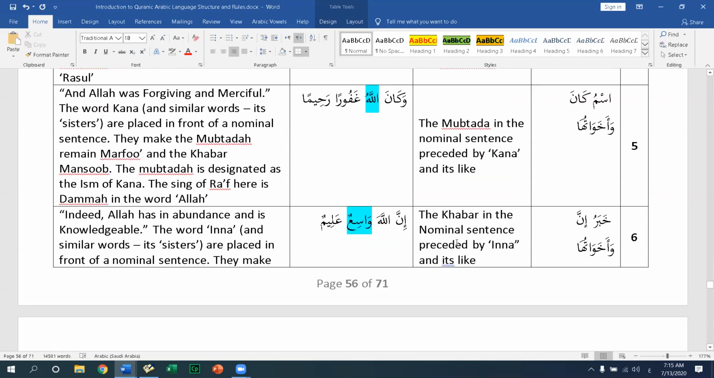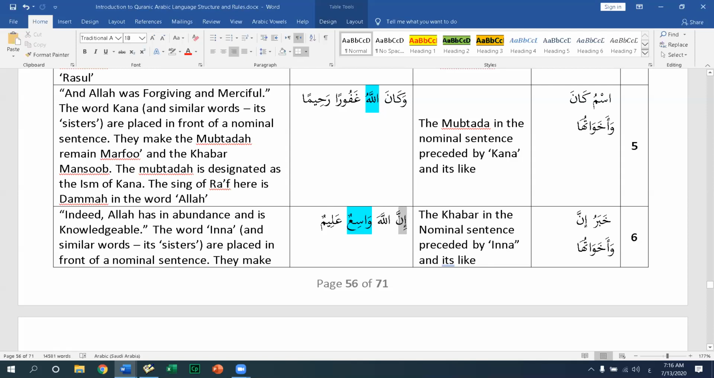خبر إن وأخواتها. So the original form of the sentence is inna Allahu wasi'un alimun. We would say لفظ الجلالة مبتدأ مرفوع وعلامة الرفع الضمة على آخره. واسع خبر مرفوع وعلامة الرفع الضمة على آخره. عليم بدل لواسع، والبدل من التوابع الأربع، فواسع مرفوع إذا عليم مرفوع. Because عليم can take the place of واسع, you can say Allah واسع or Allah عليم.